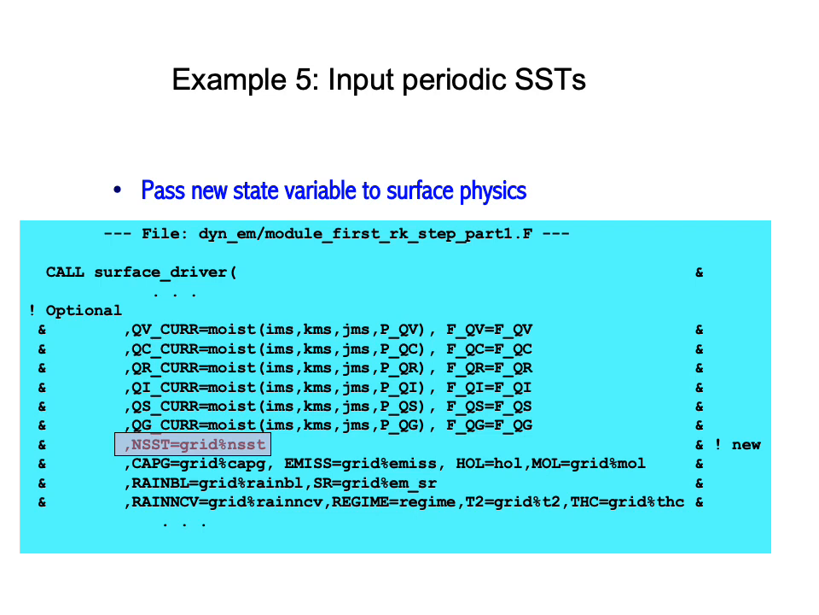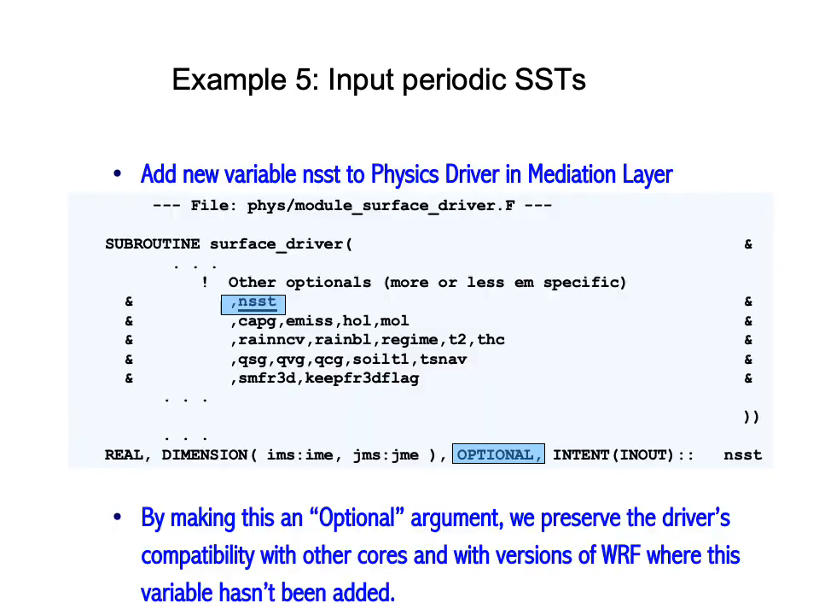Module_first_rk_step_part1 has the grid construct, and we dereference the grid construct and pass that dereferenced value into the local variable for nsst. The association of these two variables means that the order inside of the surface driver of those arguments doesn't matter. Inside of the surface driver, now we have that local variable in_SST. If we would like to set it up so that not every dynamical core passes this variable in, we can do that. We can make the variable optional.